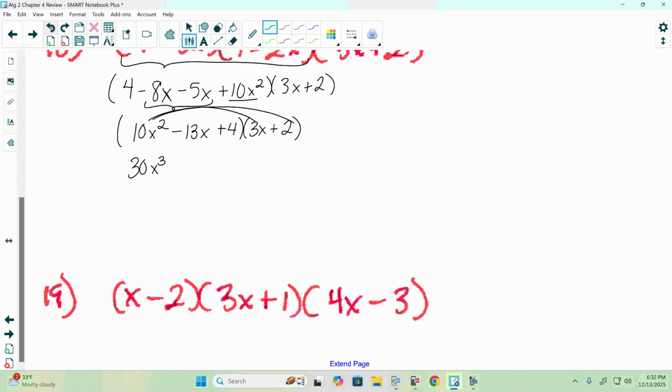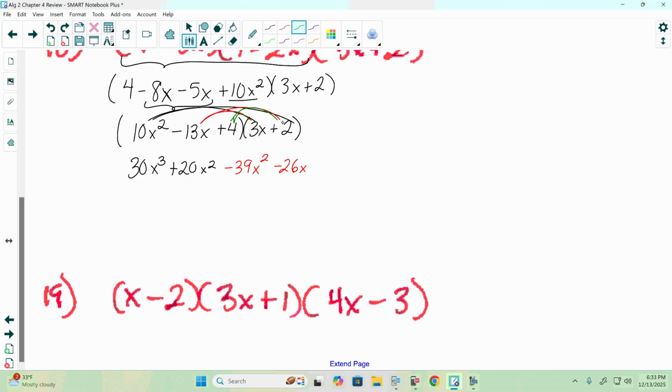Now 10x squared times 2, 10 times 2 is going to be positive 20. We still have the x squared. Now we're going to multiply through with our negative 13x. Negative 13x times 3x. Negative 13 times 3 is going to be negative 39. And our x times x is going to be x squared. Negative 13x times 2, negative 13 times 2 is going to be negative 26. And we still have our x.